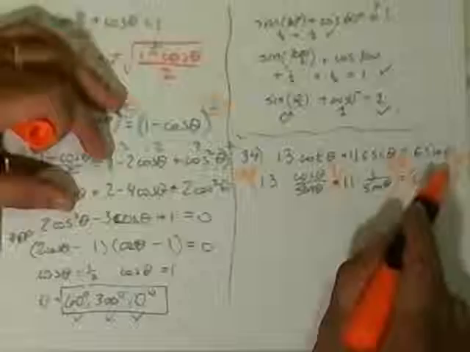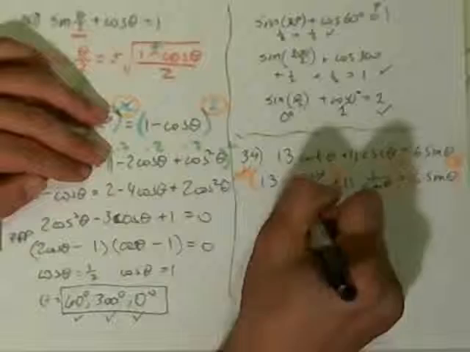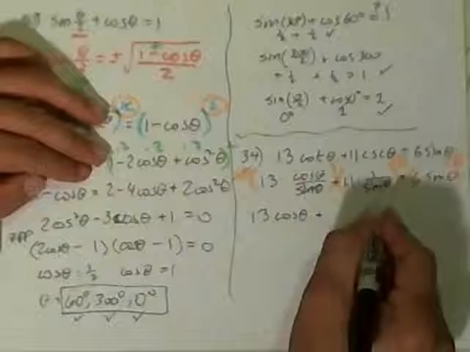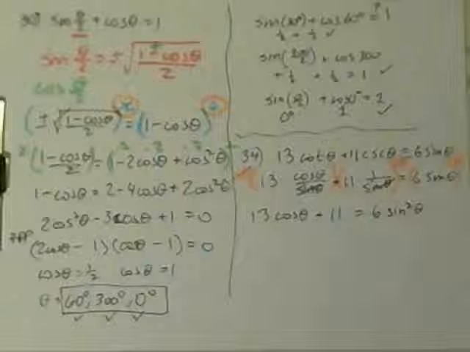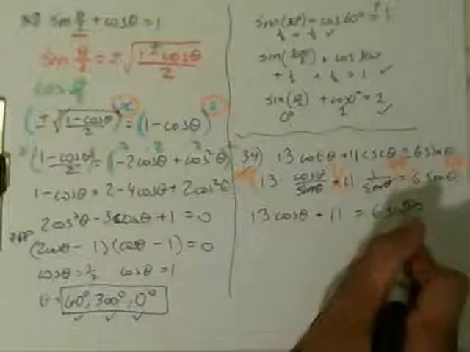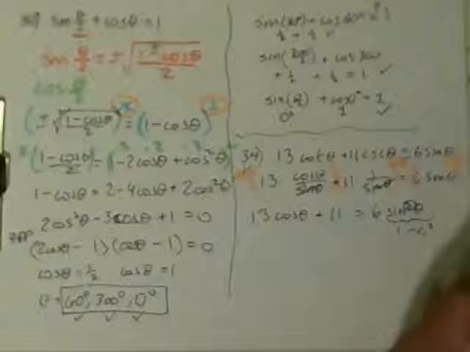Notice that the sine of theta cancels. I get 13 cosine of theta plus the sine of theta cancels with this, 11 is equal to, I multiply that out, I get 6 sine squared of theta. Oh, we're back into our original equation. Sine squared here, I got a cosine, I got a problem. I'm going to change this to 1 minus cosine squared.